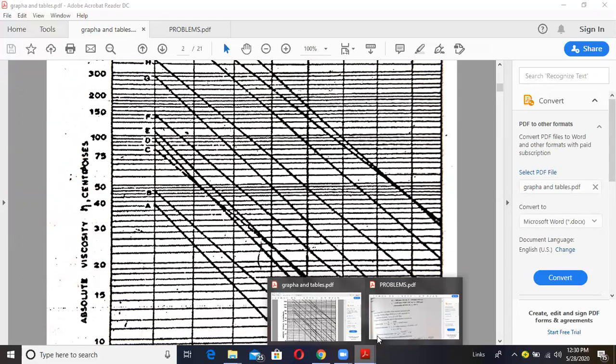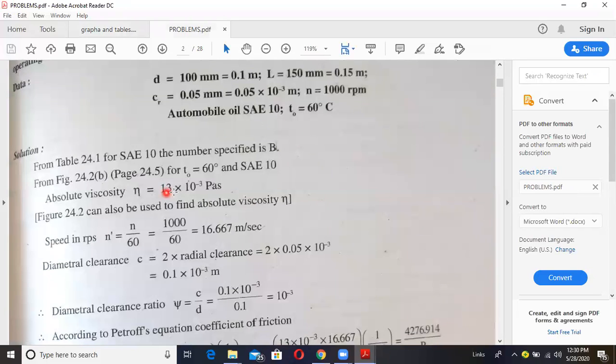Therefore 13 into 10 to the power of -3 pas. So we are converting centipoise into pas. It is nothing but 10 to the power of -3 you have to multiply. Therefore absolute viscosity neta is equal to 13 into 10 to the power of -3 pas. And in this way you are going to calculate neta. If you make any mistake in calculation of neta, then the remaining steps will give a wrong answer.